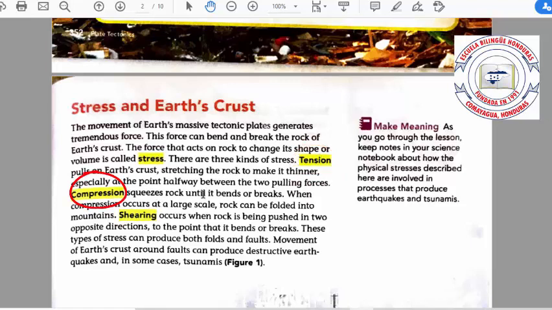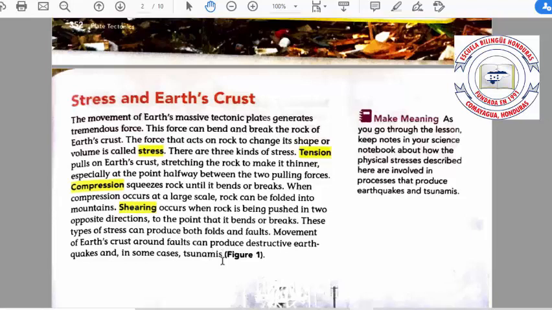Compression squeezes rock until it bends or breaks. Underline this part of compression. And shearing occurs when the rock is being pushed in two opposite directions to the point that it bends or breaks. Underline that definition of shearing. This type of stress can produce faults. Movement on Earth's crust around faults can produce destructive earthquakes and, in some cases, tsunamis. Okay?